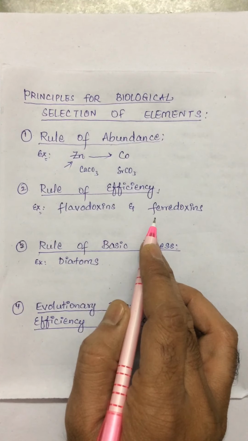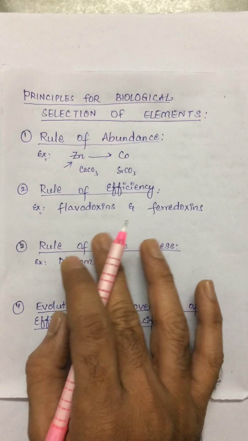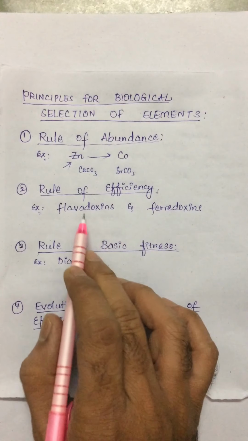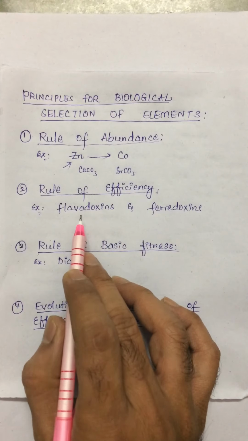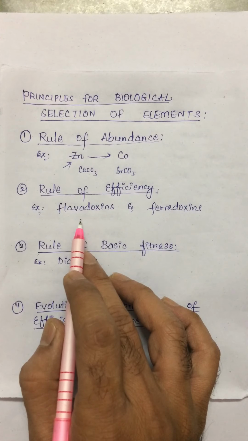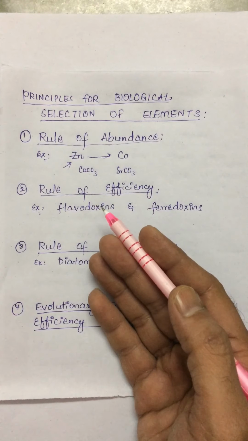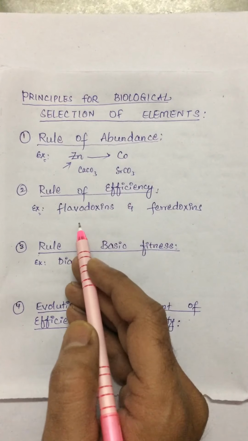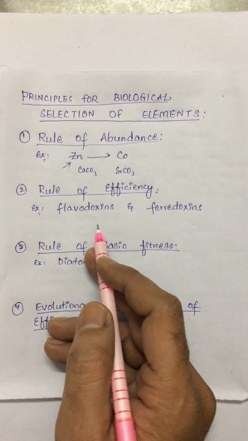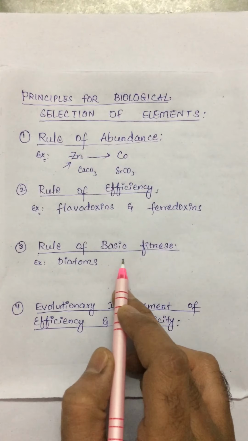Flavodoxins and ferredoxins are electron carriers. Ferredoxins are more efficient electron carriers than flavodoxins because ferredoxins contain metal at their active site, whereas flavodoxins do not contain any metal. This is simply a flavin mononucleotide. So any organism that contains flavodoxins, if it is grown in iron-rich conditions, what they found is slowly they were switching to the ferredoxins because ferredoxins are found to be more efficient electron carriers. This is about the rule of efficiency.